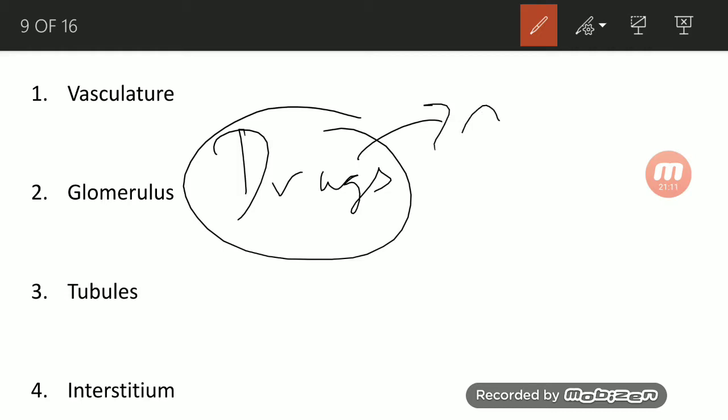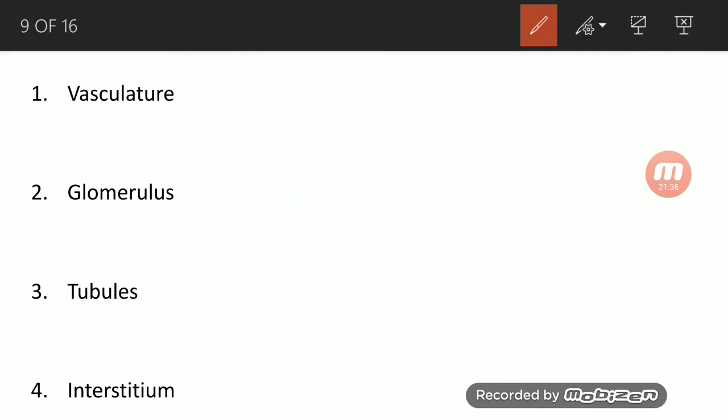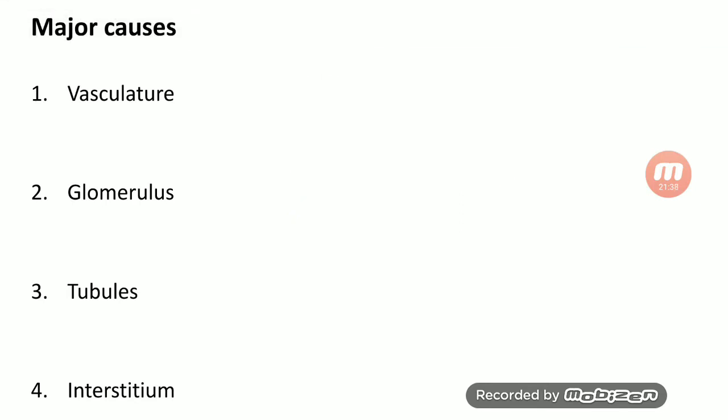Drugs such as your antibiotics and your analgesics cause hypersensitivity reaction in your kidneys, by which it leads to acute interstitial nephritis. Now this will also lead to your intrarenal acute failures.